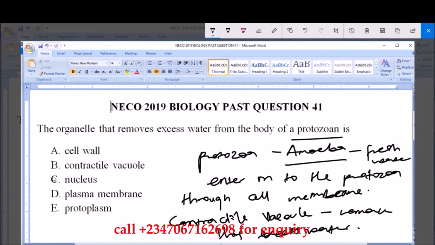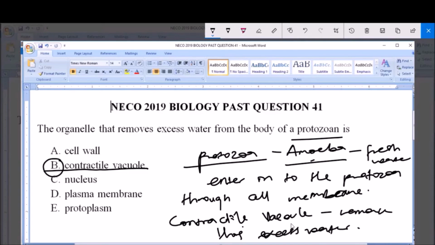And like I told you, a typical example is the amoeba, and this is because they are mostly found in fresh water, and because the contents of this amoeba are hypotonic, fresh water tends to move into the cells. To prevent excess water in the cells or the body of this amoeba, the contractile vacuole, which is the excretory organ of the protozoa, removes this excess water into the exterior, that's into the environment. So contractile vacuole is the organelle that removes excess water from the body of a protozoan, and that is option B.